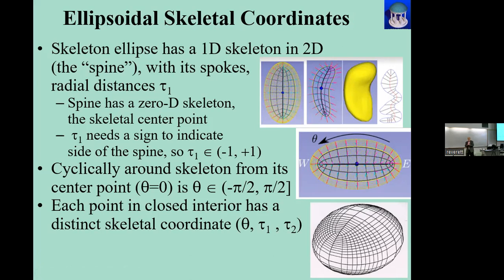And the reason we want that to happen is because if it happens for each element in the population, we can expect to get good correspondence. And, okay, now I want to talk about the skeletal coordinates.